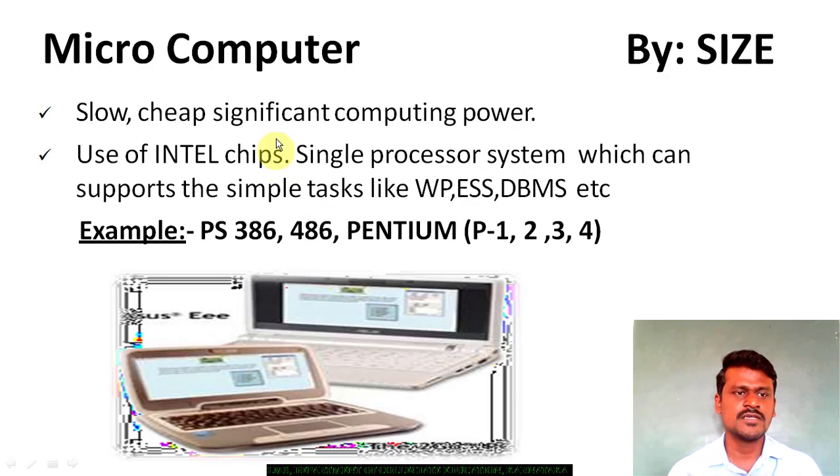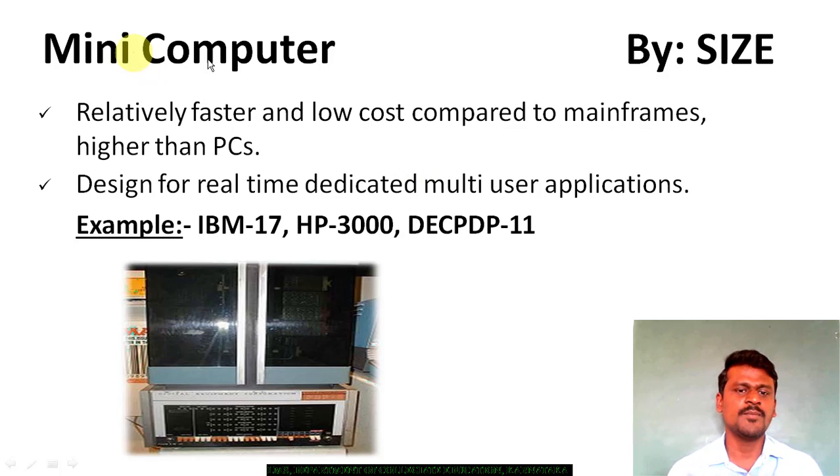As we have seen, the microcomputer is only a single user, but minicomputers are for multi-user applications. This means you can use two to three or multiple applications at a single time, right? Examples are IBM 17, HP 3000, DEC PDP 11. These are some of the examples of minicomputers, right?